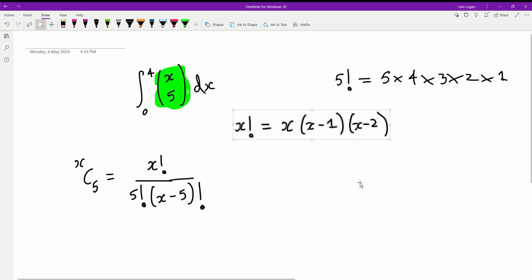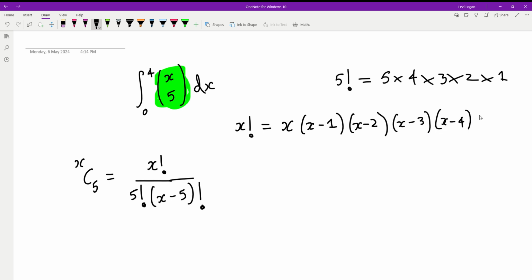But we only want to do it to a specific value. So we're going to do this till x minus 5, and I'll show you why in a second. So we go x minus 3, and then x minus 4. And then the rest is the same as x minus 5 factorial, okay? So rather than going forever, we can just write x minus 5 factorial, okay?